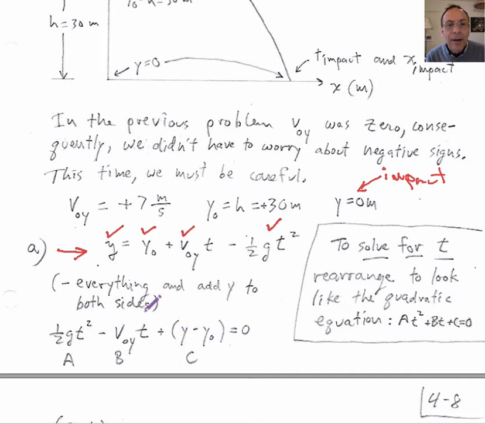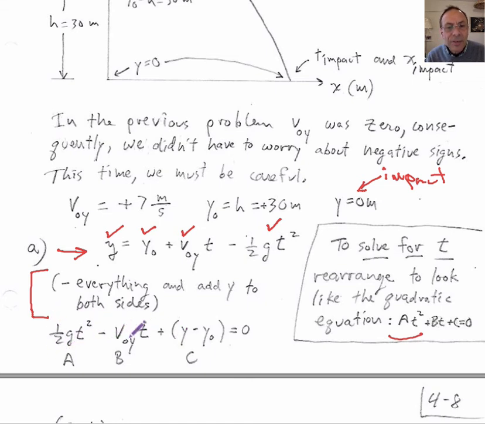And instead of v0y t, I have negative v0y t. And instead of negative 1/2 g t squared, I have positive 1/2 g t squared. So if I do this step carefully, this is what I get. Now the other thing that I've done is I've moved things around, right? Instead of having the g t squared at the end, I want it to look like my quadratic formula. So I moved it over here to the left.